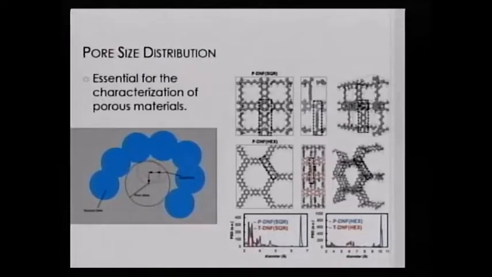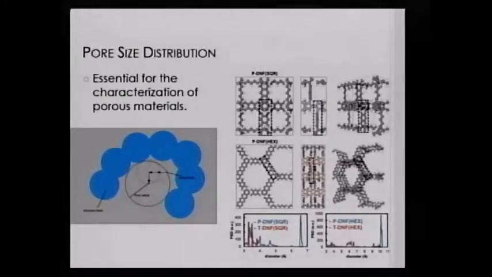So this is basically one point in a curve such as this one, which is the pore size distribution for these materials here. The information we can get from this is what the most prominent pores in these materials are, how common they are relative to others, and how well defined they are.